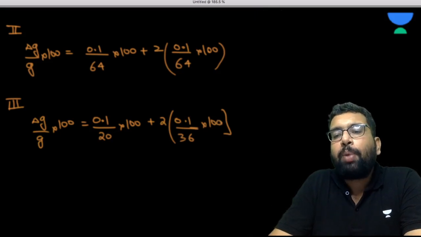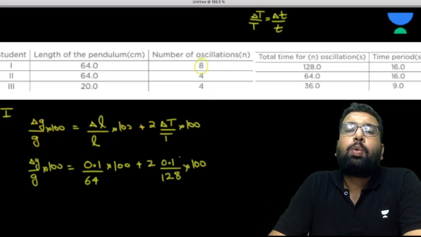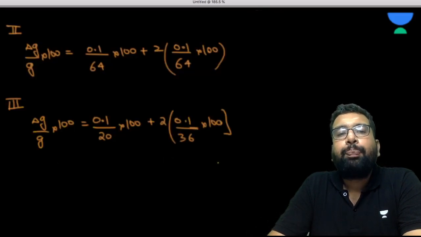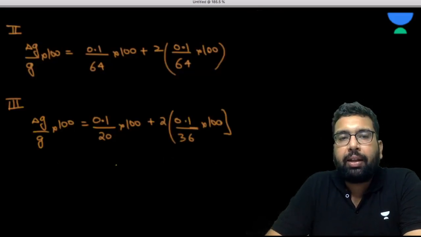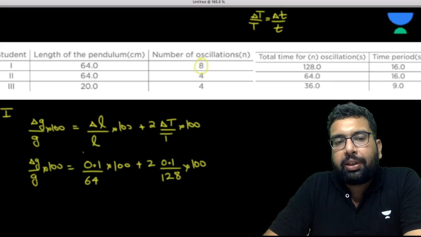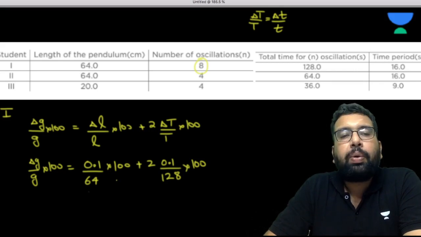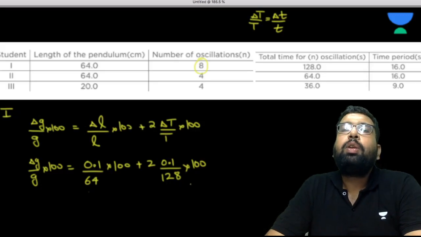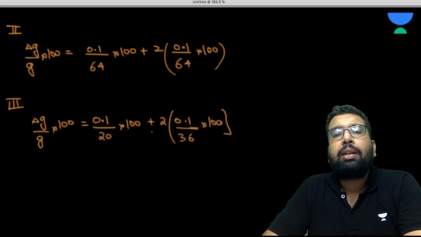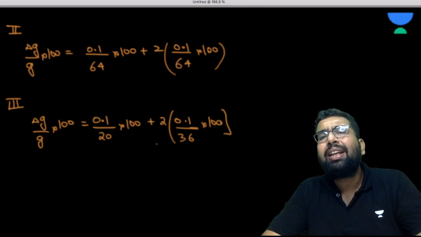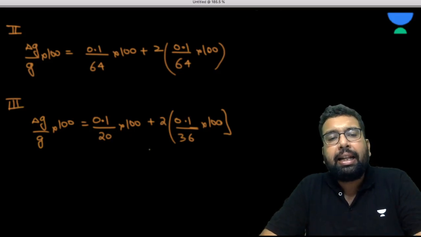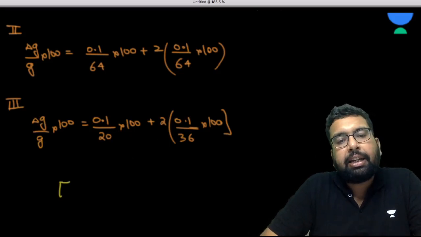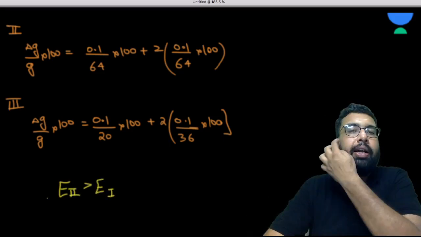Right. Now from here, one way you can calculate it and get a good value. But one thing is very clear. Now please observe, this is 0.1 by 64 into 100. So we have to reach the right option quickly. Either you can first make this calculation, or you can just see by comparison. Clearly I can see that E2 is greater than E1.